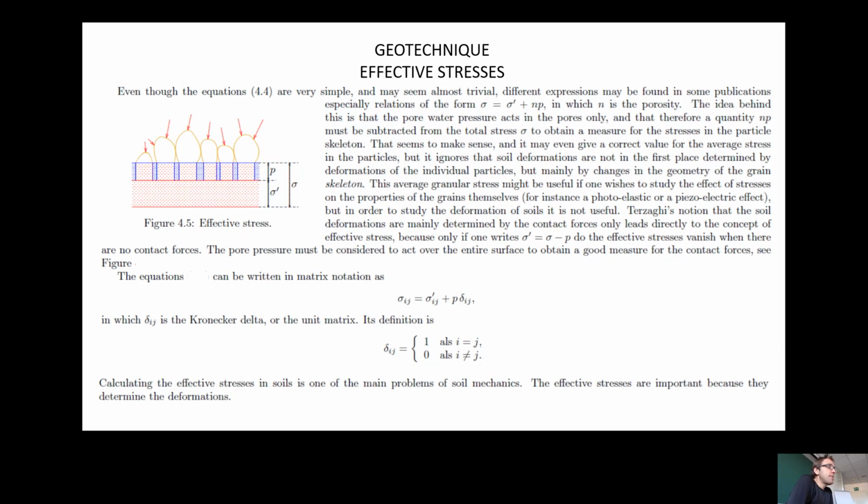So what about the effective stresses? Even though the equations are very simple and may seem almost trivial, a different expression may be found in some publications, especially a relation of the form sigma minus n p, where n is porosity. So some books can give you this kind of thing. The idea is that the pore pressure acts in the pores only, and so the quantity n times p must be subtracted from the total stress to obtain the measure of the stresses in the particle skeleton.